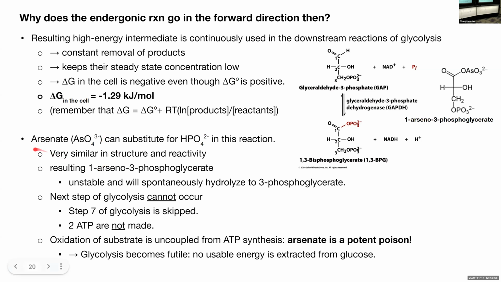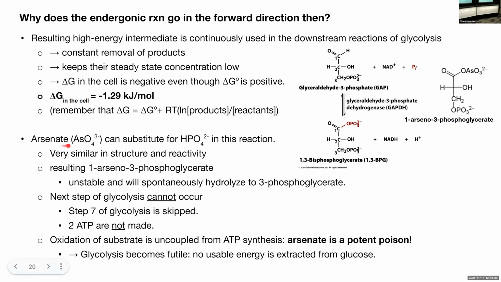And arsenate is an interesting molecule that can substitute for the hydrogen phosphate ion in this reaction. So here, the inorganic phosphate is attached here to generate 1,3-BPG. And this can be replaced by arsenate because its structure is quite similar, and its reactivity too, because they are negatively charged. There are a lot of oxygens there.